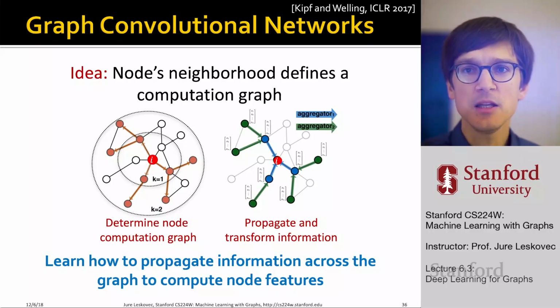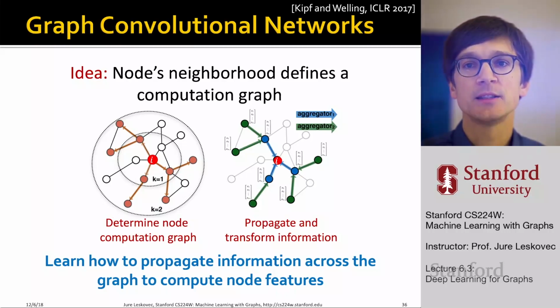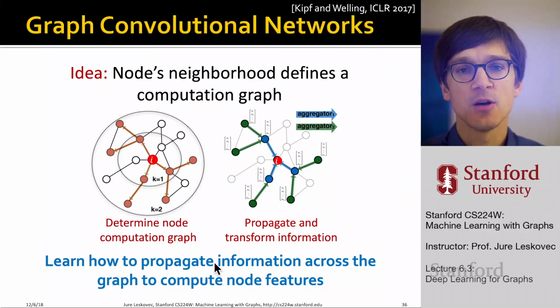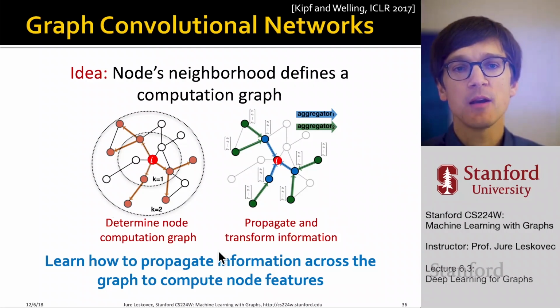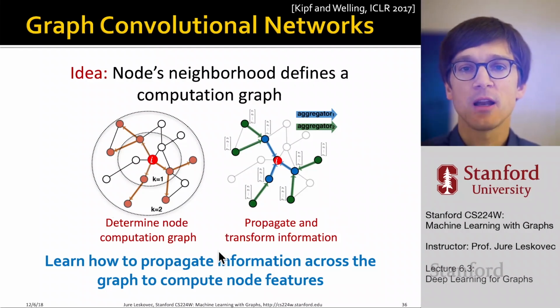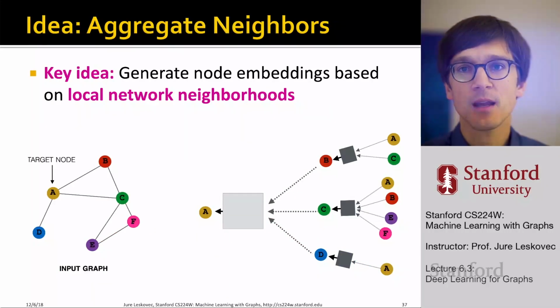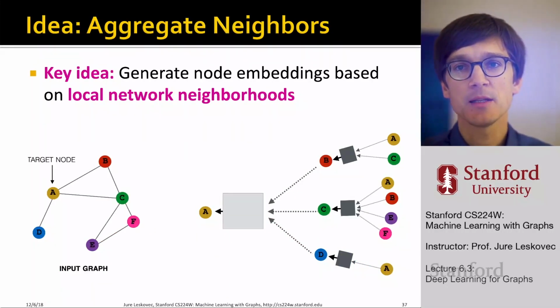And this computation graph defines the architecture, or the structure, of the underlying neural network, right? So in this way, we learn how to propagate information across the graph structure to compute node features or node embeddings. So that's the intuition. Let me give you an example of what I mean by this.